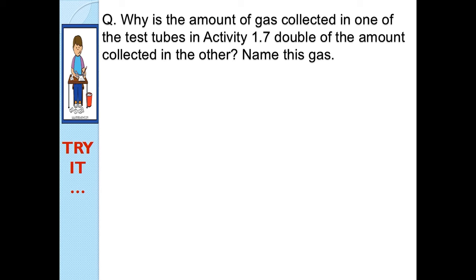Now let us have one question based on this activity. Why is the amount of gas collected in one of the test tubes in activity 1.7 double of the amount collected in the other? Name this gas.